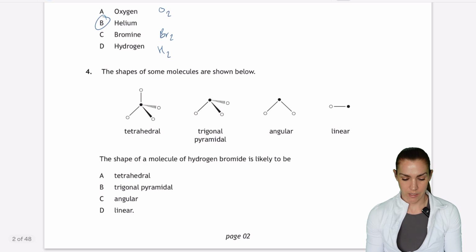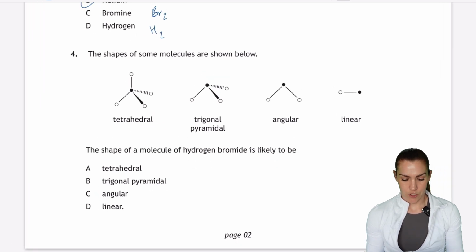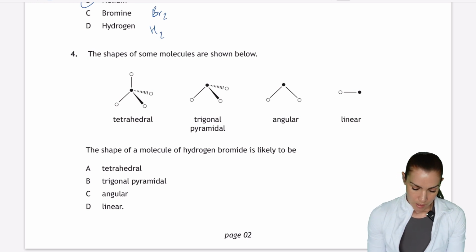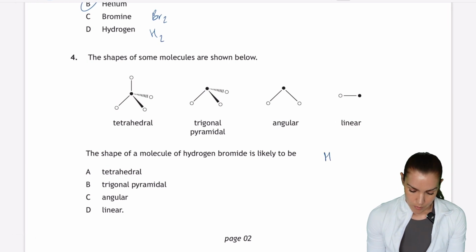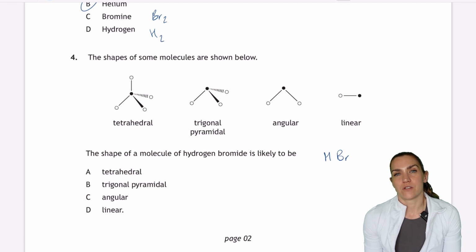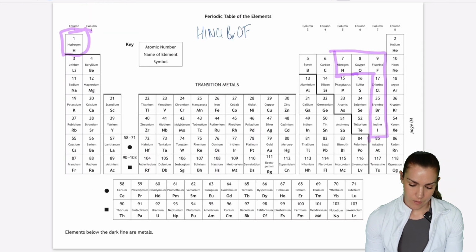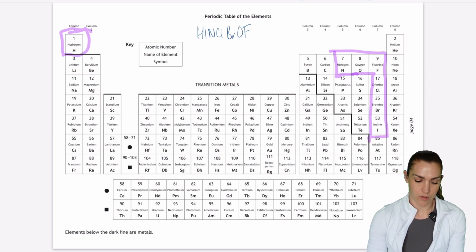Then question 4, we're looking for the shape of a molecule of hydrogen bromide. So to work out the shape of the molecule, we need to know its chemical formula. So we need to do a little bit of the swap and drop, or SVSDF. So the symbols for hydrogen bromide would be hydrogen and bromine, so H and Br. If we look up the valencies, hydrogen is in group 1, which means its valency will be 1. Bromine is in group 7, which means its valency will also be 1.